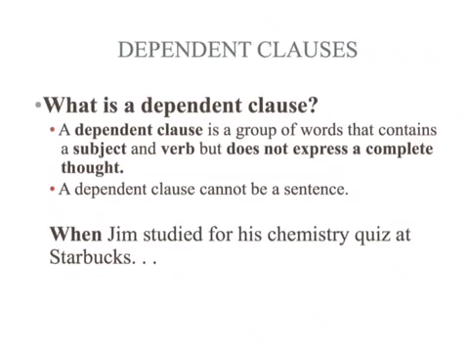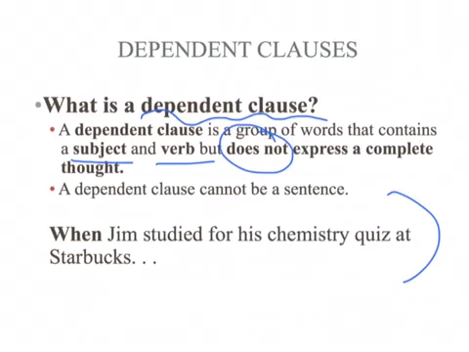The next kind of clause we need to know about is a dependent clause. A dependent clause is also a group of words that contains a subject and a verb, but it does not express a complete thought. That means it cannot stand alone and cannot be its own sentence. Here's an example. When Jim studied for his chemistry quiz at Starbucks. You'll notice we have a subject, Jim. We have a verb, studied, but this does not express a complete thought because your reader's left wondering what happened when Jim studied for his chemistry quiz at Starbucks. Your reader needs more information in order for this to be a complete thought.